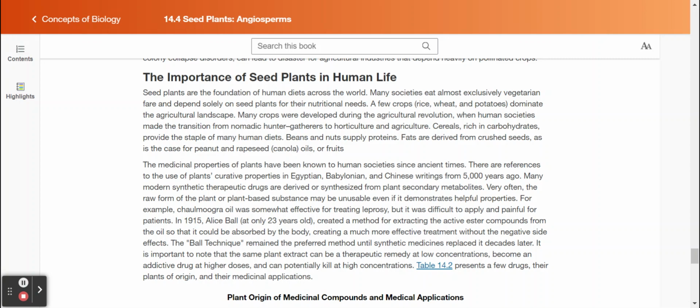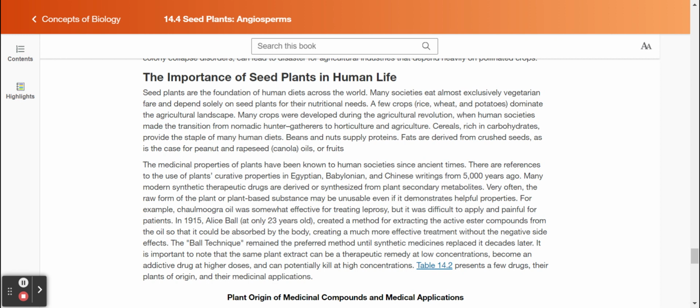The medicinal properties of plants have been known to human societies since ancient times. There are references to the use of plants' curative properties in Egyptian, Babylonian, and Chinese writings from 5,000 years ago. Many modern synthetic therapeutic drugs are derived or synthesized from plant secondary metabolites. Very often, the raw form of the plant or plant-based substance may be unusable, even if it demonstrates helpful properties.